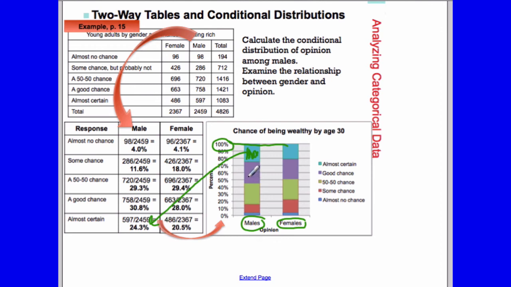Purple is males that have a good chance. That would be this percent. So I'm just adding these percents up to make 100%. So I can compare them easily if they're right next to each other.